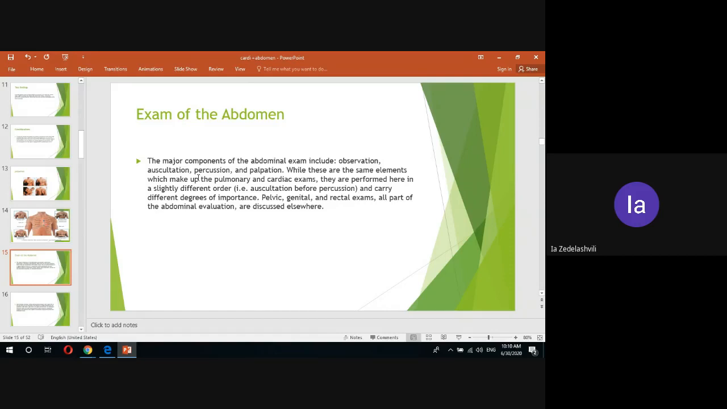Slightly later, I will explain why auscultation comes as the second point after observation, not last. In the cardiac system, it is otherwise: percussion, palpation, and only after that auscultation. So in the abdomen it is vice versa: first of all you do auscultation and then the other kinds of examination. These are the same elements which make up the pulmonary and cardiac exams, but they are performed here in a slightly different order. So auscultation comes before percussion here and carries different degrees of importance. Pelvic, genital, and rectal exams, all parts of the abdominal evaluation, are discussed elsewhere.